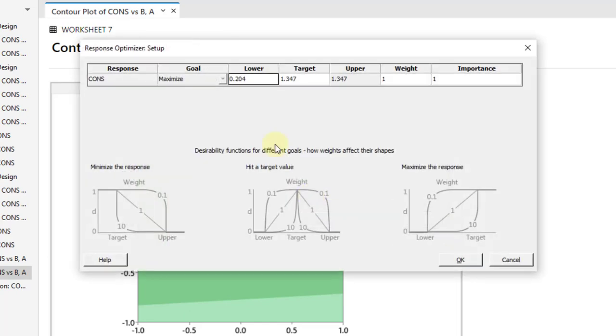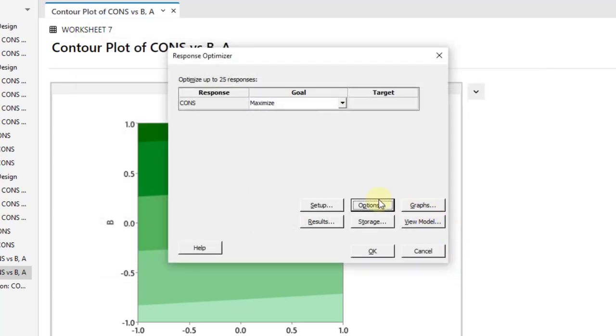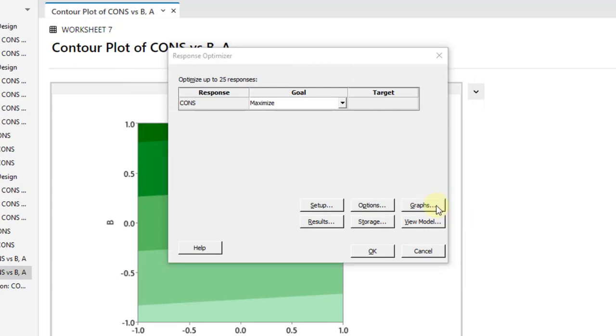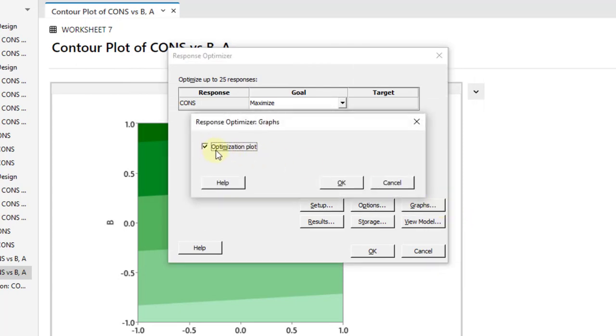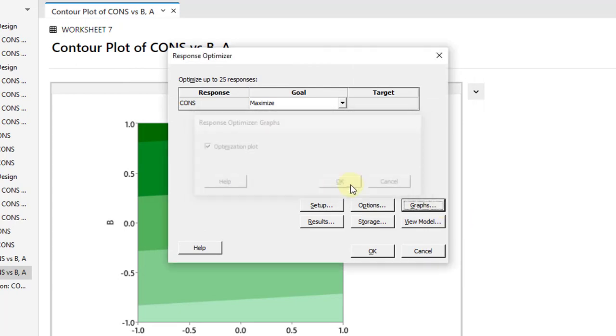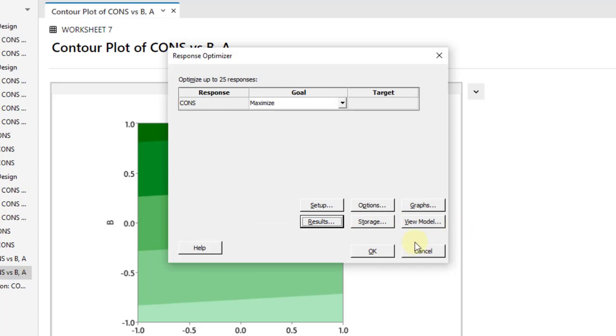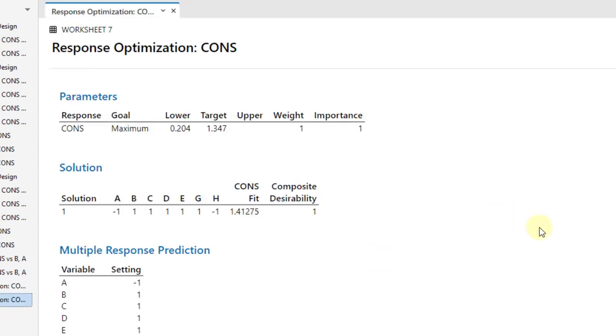Then click on Setup. We have nothing to do here. Then click on Options, all okay. Then click on Graph. We need our optimization plot. This is the most important thing we need. Go to Results. Okay, parameter solution, yes, it's okay. So nothing else to do. Click OK, and then we are waiting for our response optimizer.